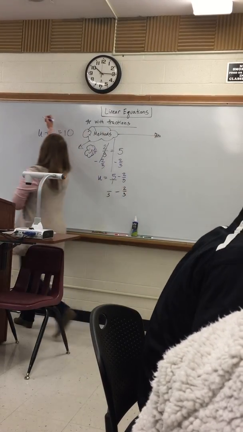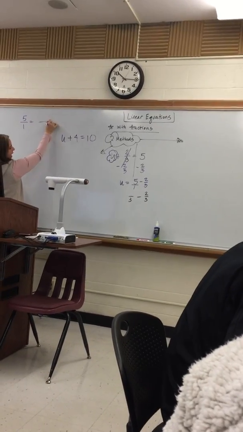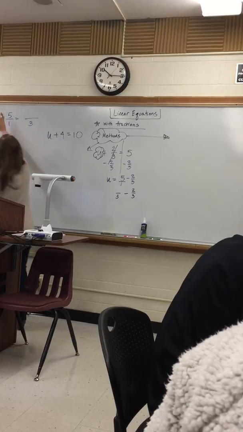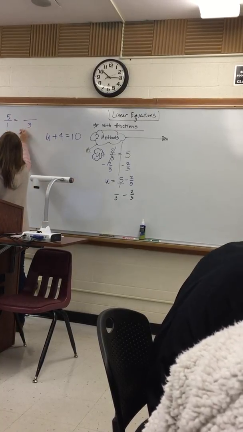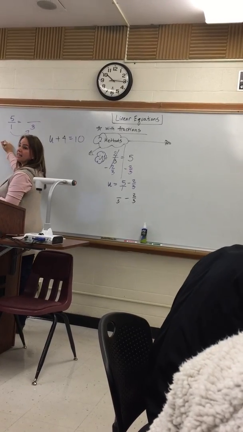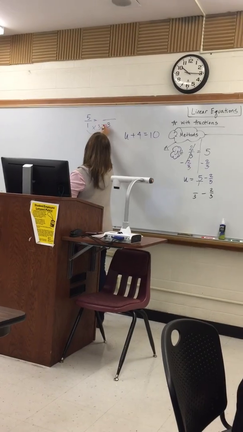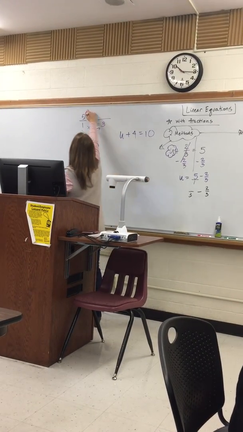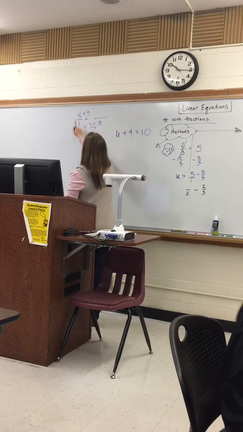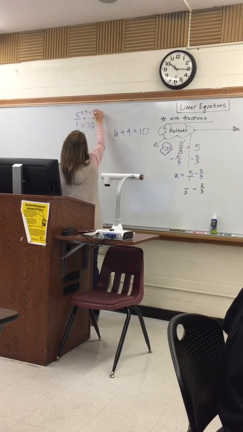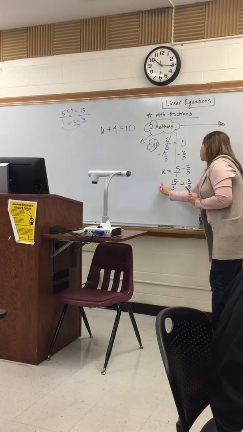This is equivalent fractions, and I talked about this just the other day. How do I do this? I need 5/1 to be something over 3. I need an equivalent fraction. I use multiplication. So 1 times 3 equals 3. Whatever you do to the denominator, you do to the numerator. 5 times 3 is 15. So this is 15 over 3.